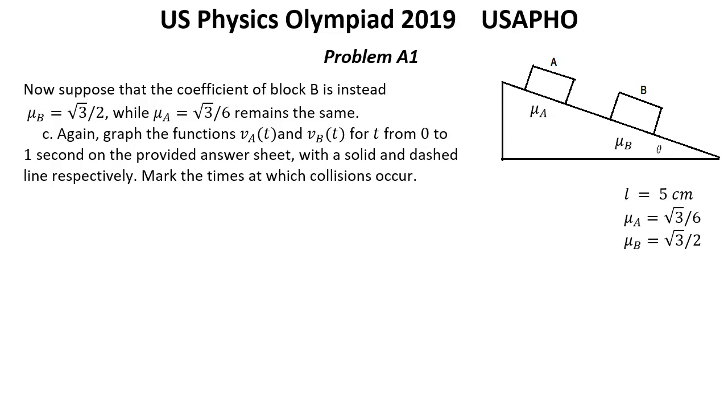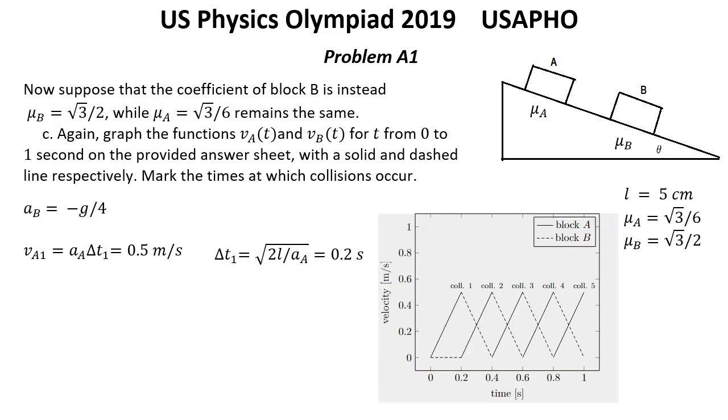Solution for question C. Now we have that acceleration of B will be exactly negative g over 4, which is opposite to acceleration A. So friction is larger than the component of gravity. Once B moves, friction acts to stop it. In this case, A will again move down the incline and hit B with a velocity 0.5 meters per second after time 0.2 seconds. Now we have a graph like this.